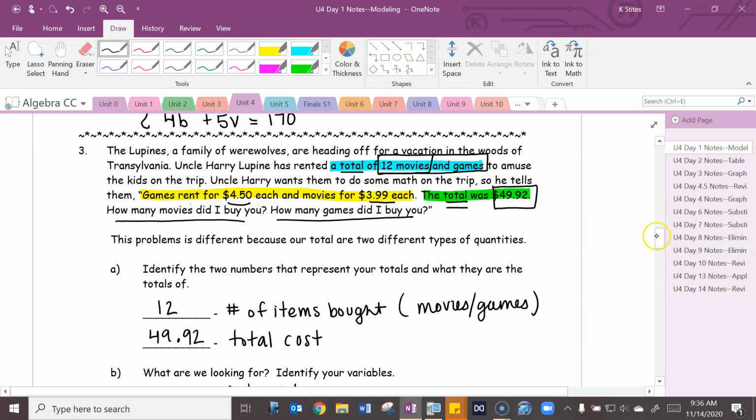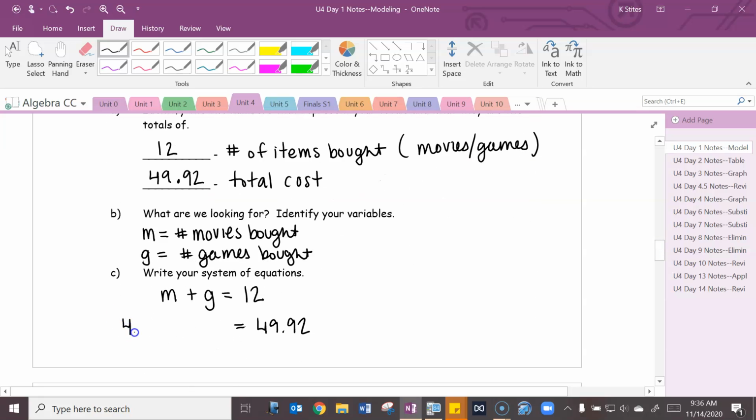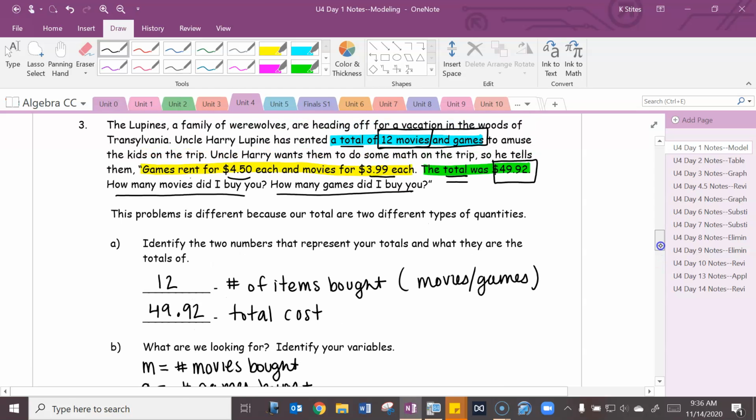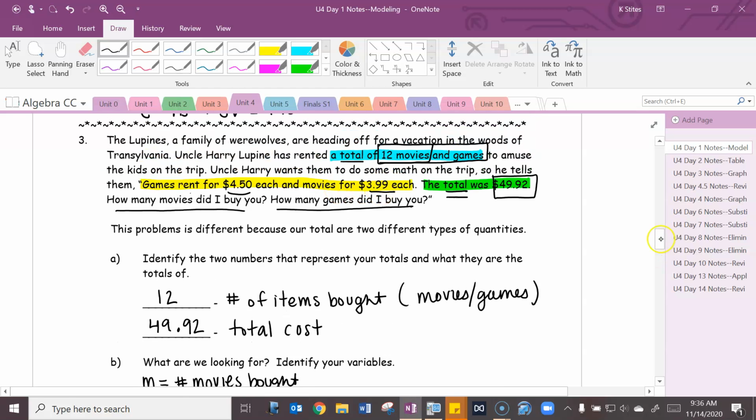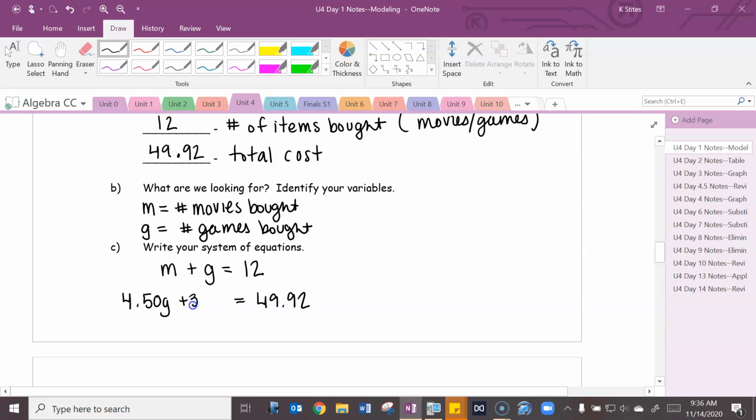Games were $4.50, so this will be $4.50 G, and movies were $3.99, so this is going to be $3.99 M. And if you want your letters to match, we can actually switch this to be G plus M instead of M plus G, but it doesn't actually matter. What does matter is that the $4.50 is with the G and the $3.99 is with the M, because that's the cost of the game and the cost of the movie. And that is it. That's your system.